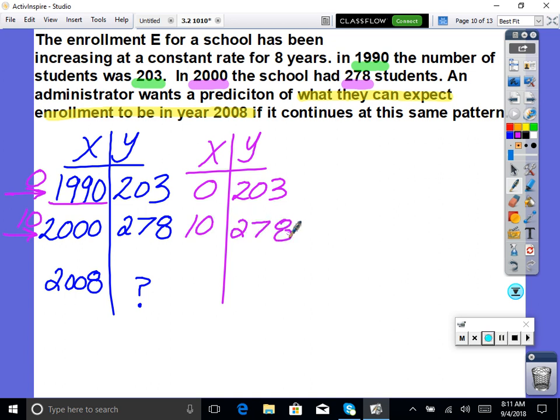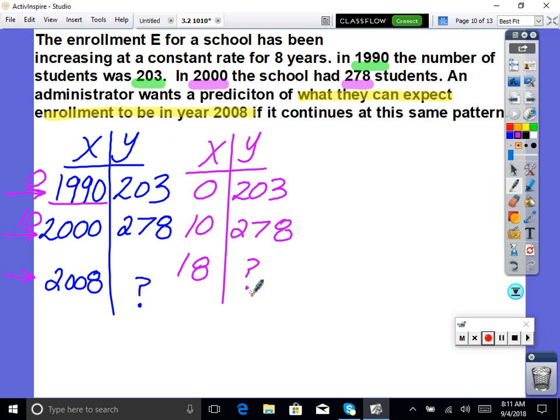And then 2008 would be year what? From 1990, if this is 0, how many years after? If this is 10, then 8 more, so that'd be 18. That just makes our y-intercept a lot easier to find. You'll get the same answer the other way, but you would have had to go back and then plug in all this stuff and figure out when x equals 0. If we just make this our 0, we're going to be good.